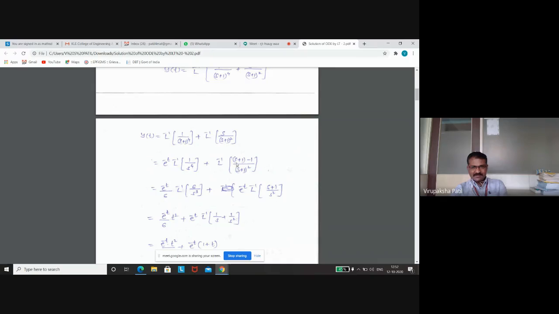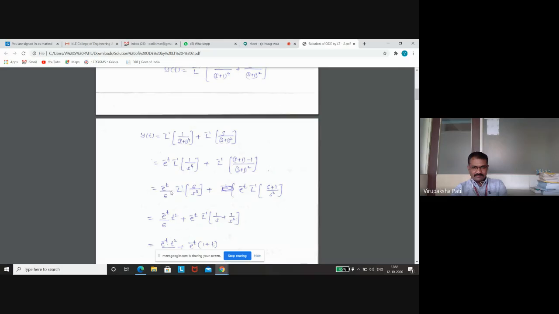So what happens here, directly you can't use the reverse shifting property. You have to express the numerator, since the denominator is in the form s plus or minus a. So the numerator should be expressed in terms of s plus 1 because it is s plus 1 in the denominator. So you have to add and subtract 1 to the numerator. It can be written as s plus 1 minus 1 in the numerator. If you simplify this, once again we get the original thing as it is.